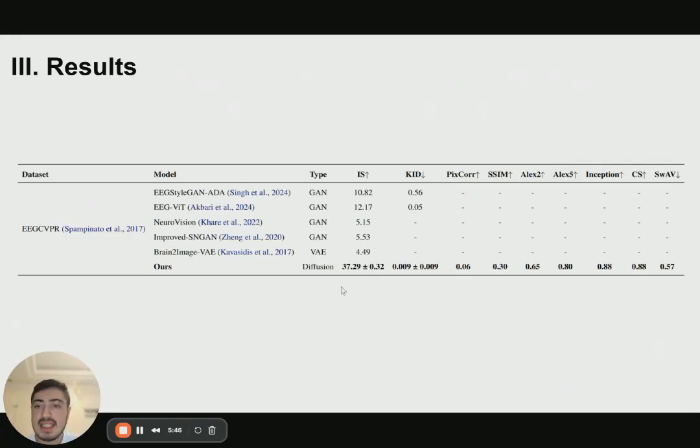We worked on the EEG CVPR dataset, which is an EEG dataset paired with some images, a subset of the ImageNet dataset. We computed some metrics, and we get the highest score on all metrics compared to other works. We also computed some other metrics that weren't common in this type of literature, but were similar, measuring the similarity between the distribution of the reconstructed images and the original stimuli.